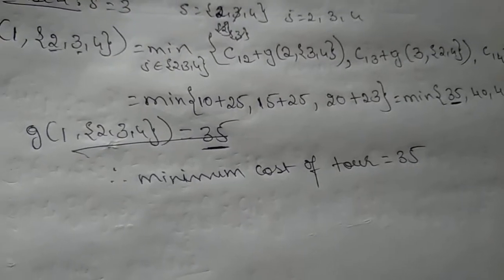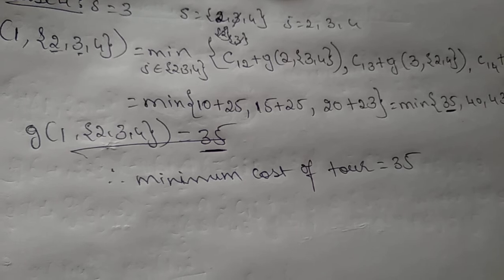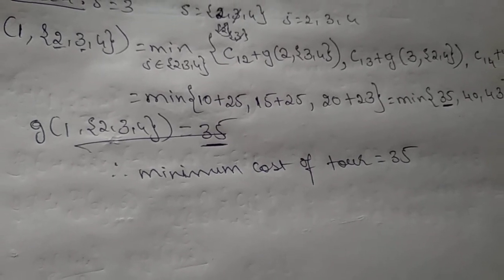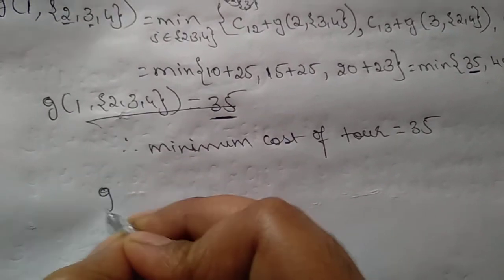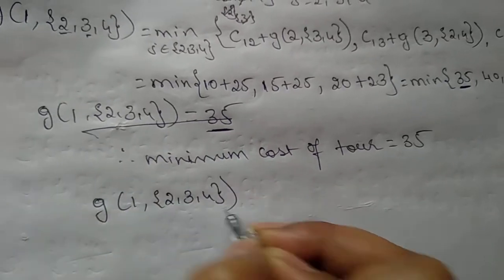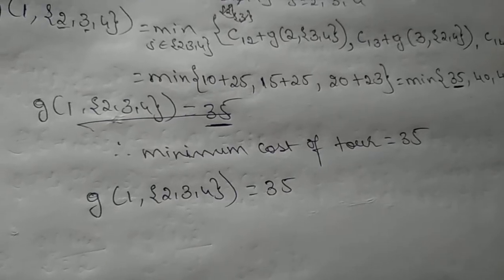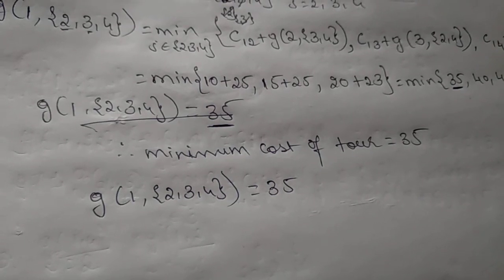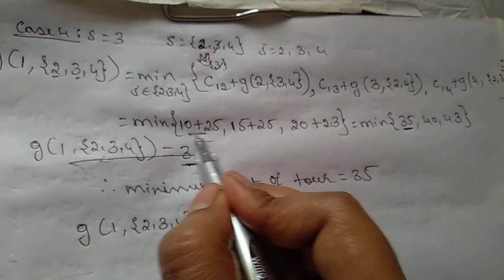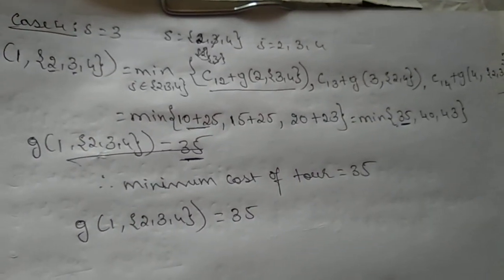But how? What is the path? Is it not? Now we have to conduct one more test in order to find out the path. So how will you do this? See, I'll take first G of 1, 2, 3, 4 is equal to 35. This is the path, is it not? So how do you get this 35? From which path do you get? See, 10 plus 25, 35. From this one you have got it, is it not?